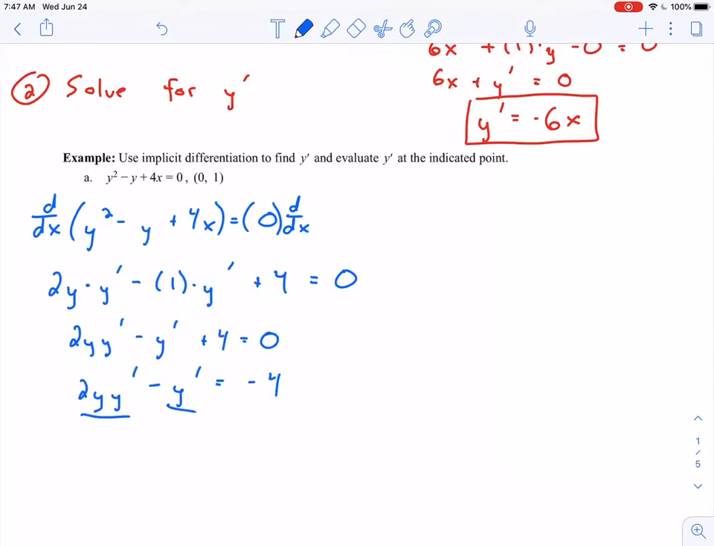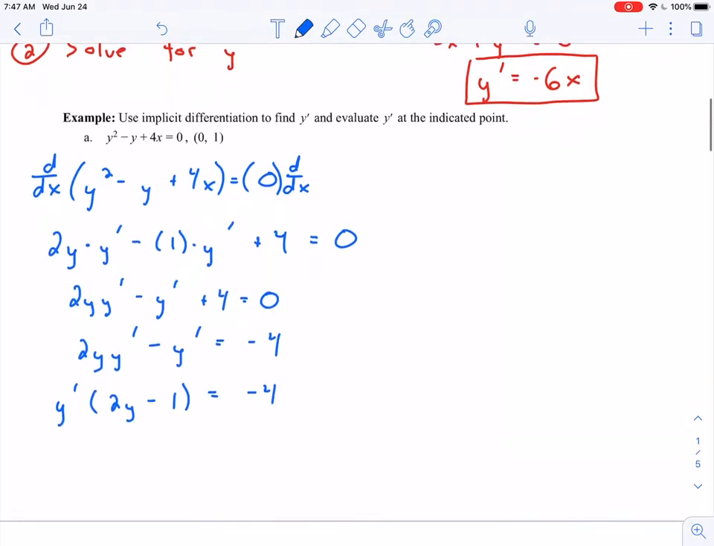Now these two terms both have a factor of y prime, so I can factor that out. I can say y prime, that'll leave me with 2y minus 1 is equal to negative 4, and I'm trying to isolate y prime, so I'm just going to divide by 2y minus 1. Y prime equals negative 4 divided by 2y minus 1.